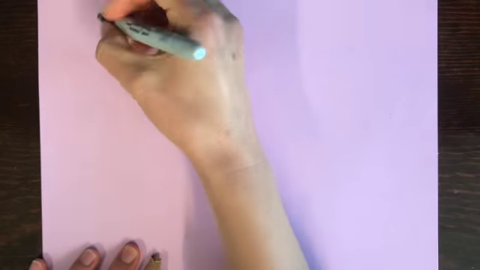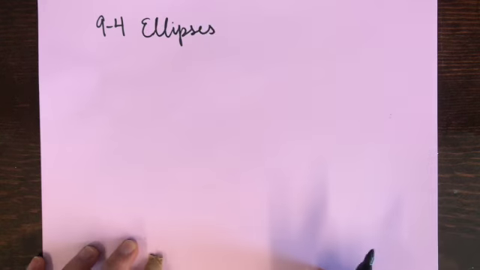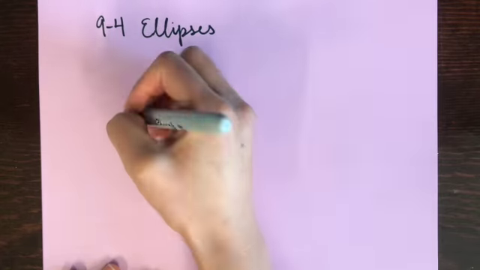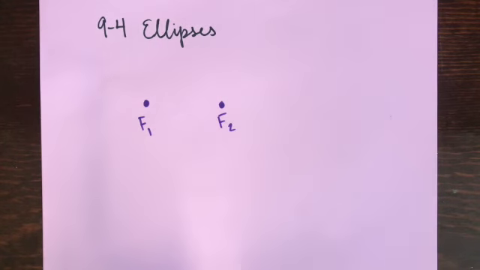At last, we are learning a new shape, ellipses. Ellipses are kind of like ovals. You'll see them when you trace out the paths of planets around the sun. They actually don't move in a large circle, but in an ellipse.